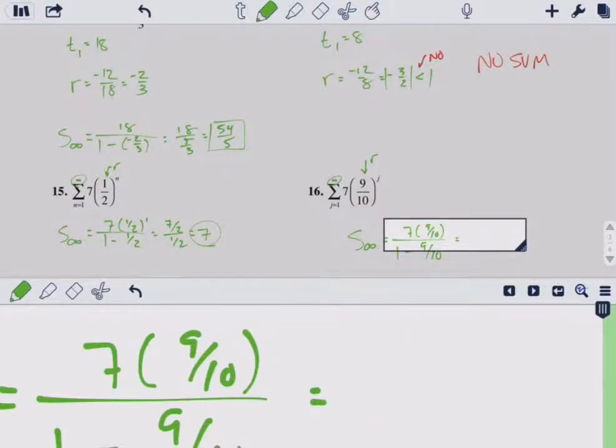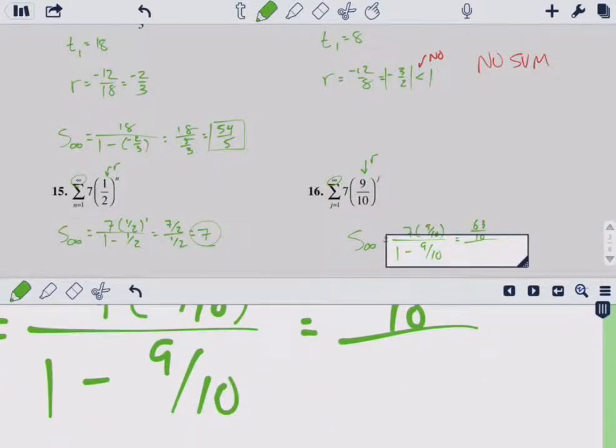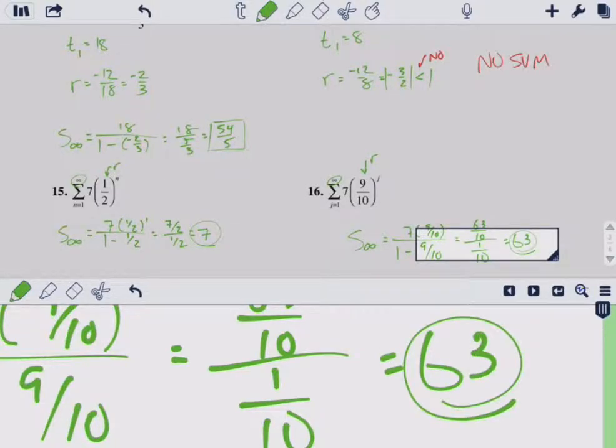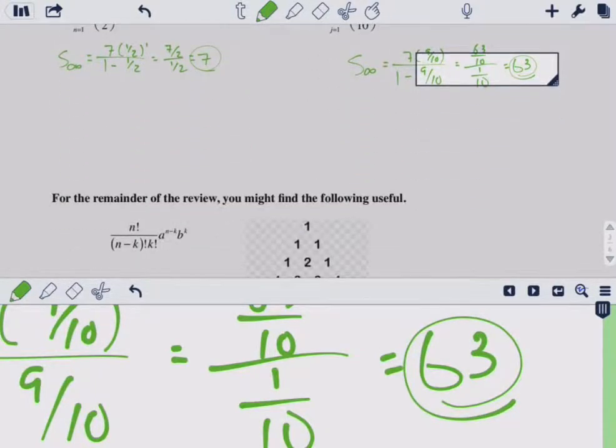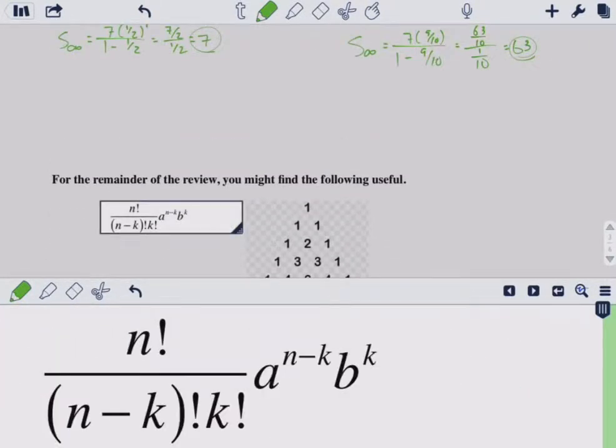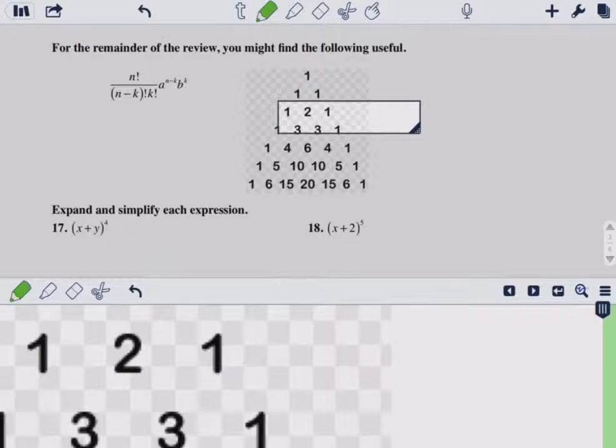So I get 63 over 10 divided by 1 over 10. So I get 63. Okay, so move on for the remainder of the review. We'll either use that or we'll use Pascal's triangle.